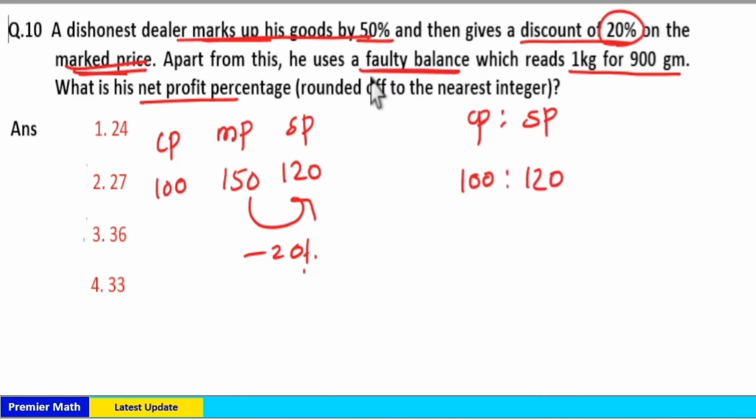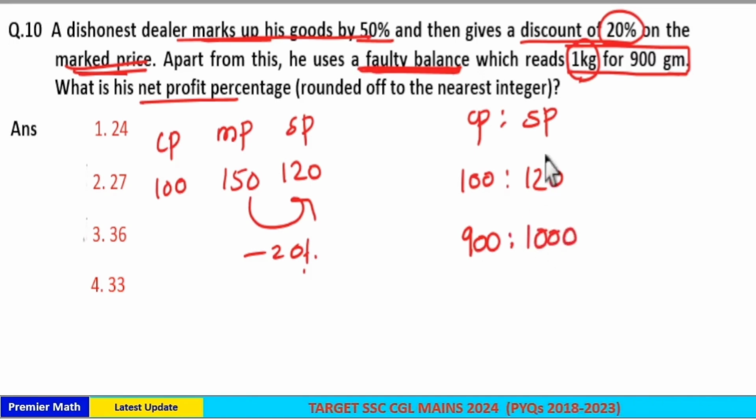And he also uses a faulty balance which reads 1000 gram for 900 gram. That is, when you put 900 gram on this faulty balance, it reads it as 1000 gram. So, when the customer asks for 1000 gram, this shopkeeper only gives 900 gram. That is, he only costs 900 gram price, but he gets 1000 gram price because customer pays for 1000 gram.